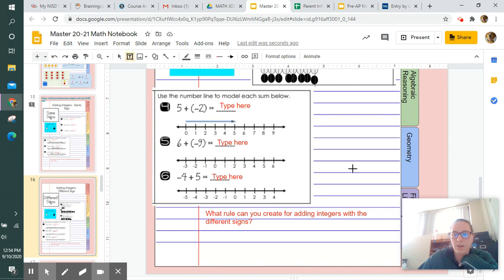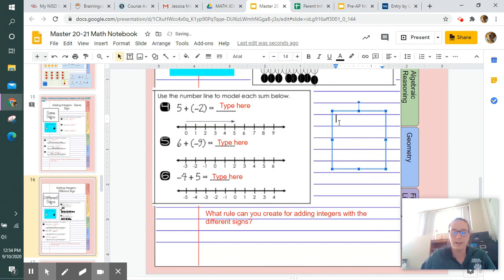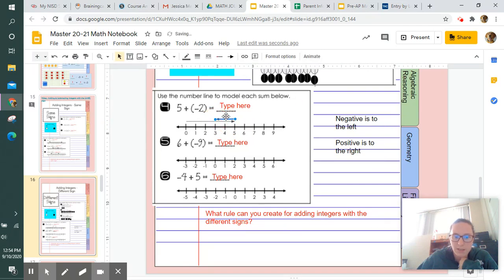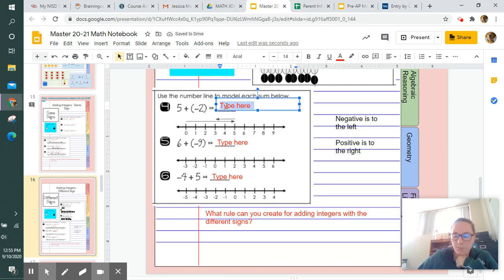Okay, so if we remember yesterday, I'm going to add a text box over here. Yesterday we said negative is to the left. Positive is to the right, because that's where our positive numbers are. So if negative is to the left, then I'm going to start at 5 with my arrow, and I'm going to go to the left 2 spaces. So 1, 2, 2 jumps. And where my arrow ends up is my answer. So my answer is 3, because that's where my arrow ended up.